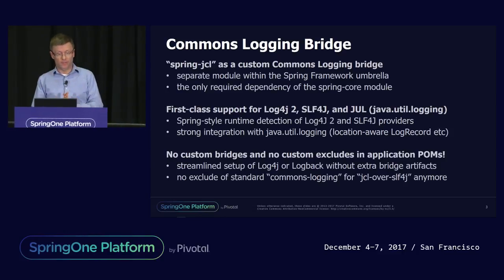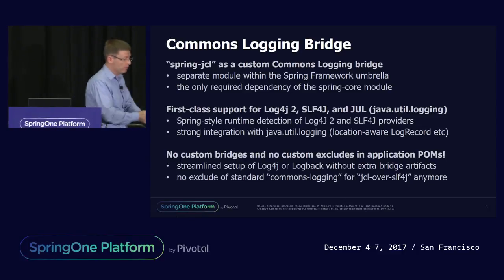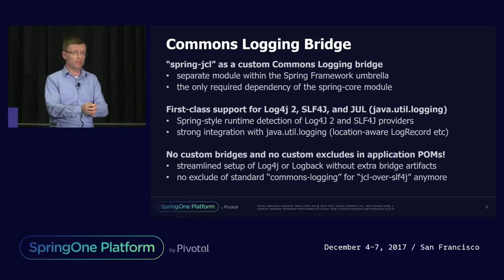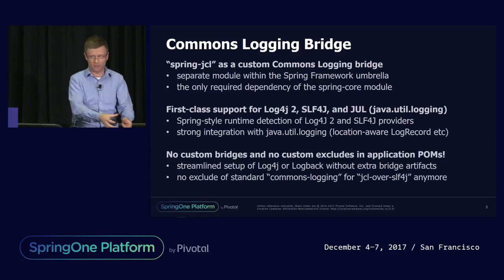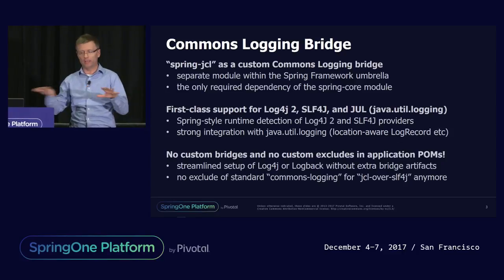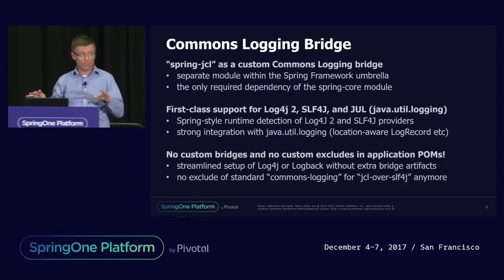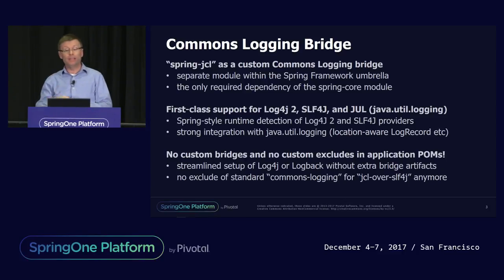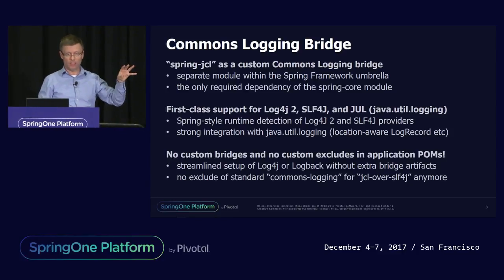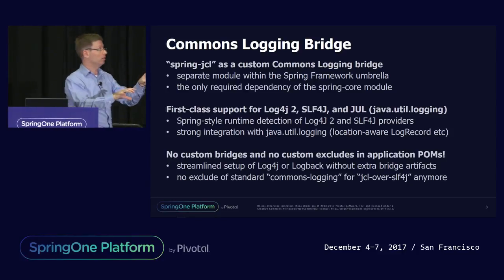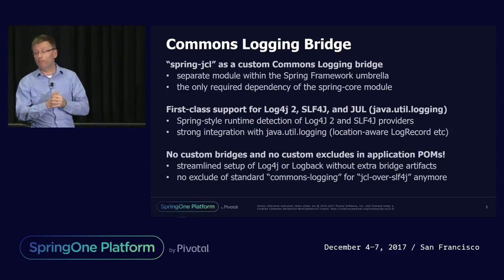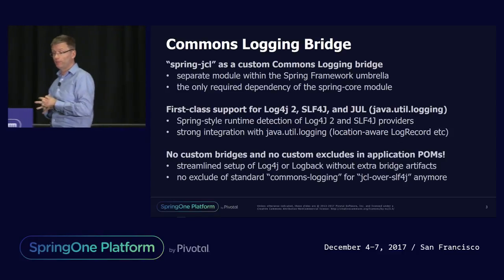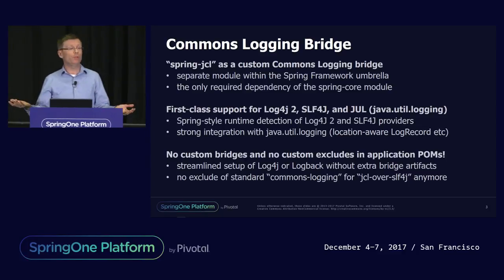The most important part is streamlined setup. If you're trying to use Log4j2, the only thing you have to do is put Log4j2 on your class path. Put Log4j core on your class path. Everything else just follows automatically. No manual excludes of the standard commons logging artifact from Spring Core anymore. No manual includes of any extra bridges. Simply use Spring, declare a dependency on Spring, put Log4j2 on your class path, and it all works. Same for logback, same for any other SLF4j setup, and of course the same for the Java util logging fallback.